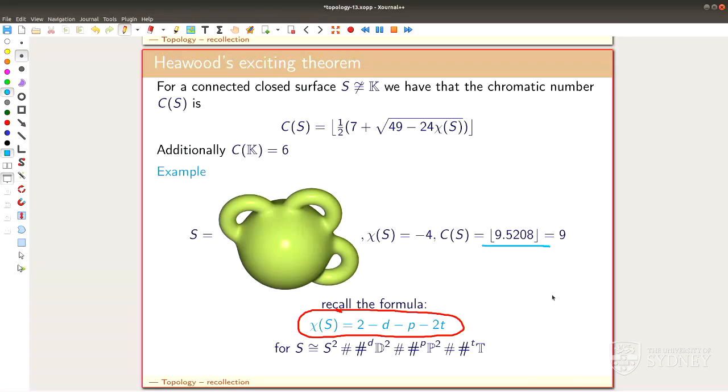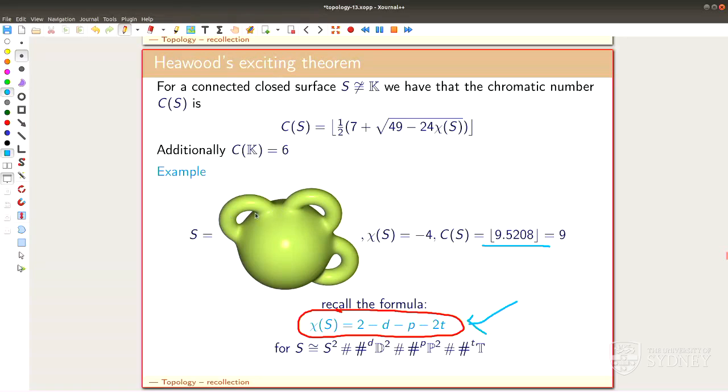Otherwise, amazing formula. Just one formula for all surfaces. Say it again. This formula here, which you should definitely keep in mind, implies that the bigger d, the bigger p, the bigger t, the smaller the Euler characteristic. So surfaces get more complicated, the smaller the Euler characteristic. And you can easily just get the Euler characteristic from this formula as soon as you have the standard form. Just plug in the numbers d, p, and t.